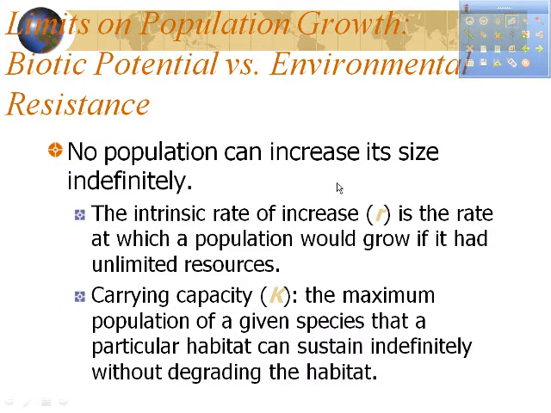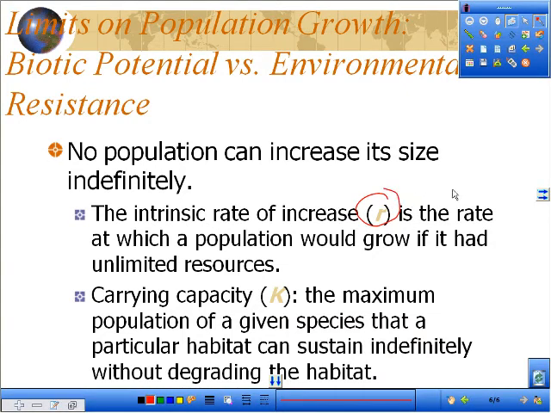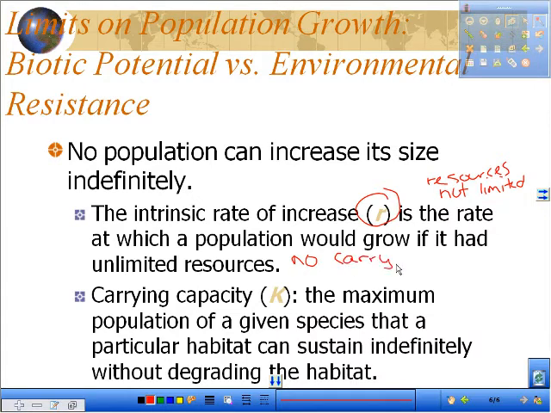So we can't just keep going forever and ever and ever. We have to stop somewhere. So there's a couple of terms we use for that. The intrinsic rate of increase, or R, is what would happen if we just kept growing, if resources were not limited, if we did not have a carrying capacity. If nothing was stopping us, we would keep growing indefinitely.